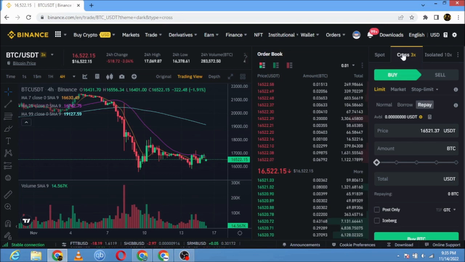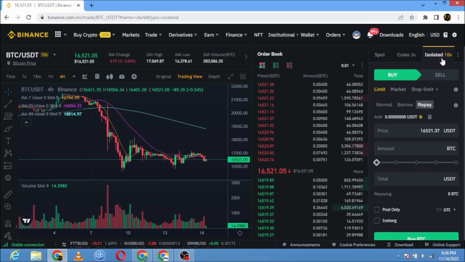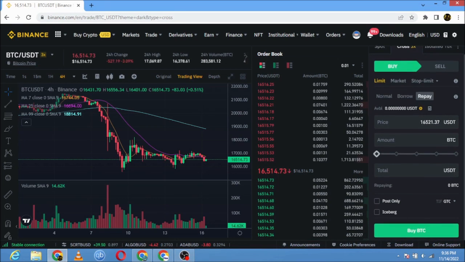Now when you use cross, it means that the market will use the whole amount you have on your Binance account. But for isolated, once you isolate, it means that only the amount you have transferred to the margin account is what they will use on Binance. So once it is taken, they will not go to another amount. But if you use cross, they will even go to another amount on your Binance and use it. That is the difference between cross and isolated, in a simple way.